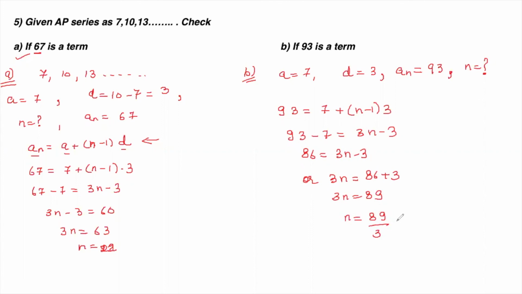Now just note one thing here. Can I divide 89 by 3? I'll get something around 29 point something. Can a term be in decimal or a fraction? No. It is mandatory for n to be a whole number. It cannot be a fraction or a decimal. Since the value of n here is not a whole number, we would say the 93 term is not present in this particular AP series.